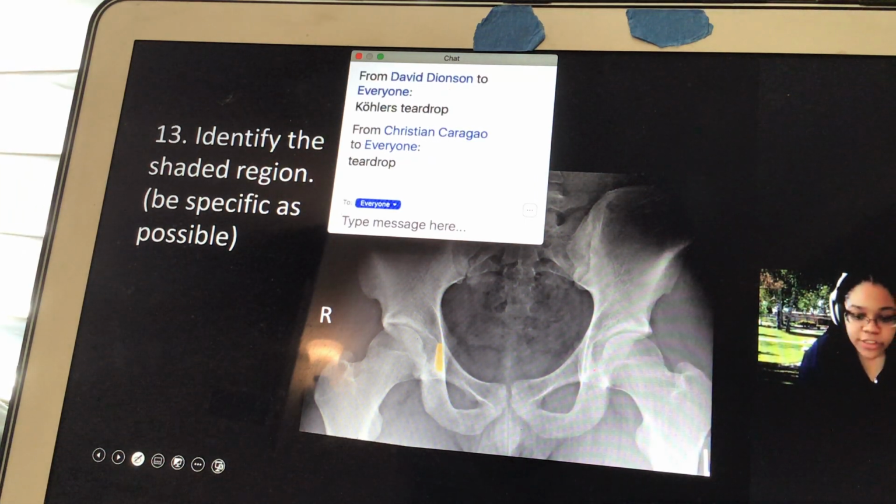Yeah, our Kohler's teardrop. So again, this isn't a true anatomical structure. You only see this on X-ray. It's a confluence of different structures forming the borders of that teardrop, and you always want to make sure that teardrop stays lucid in the middle.